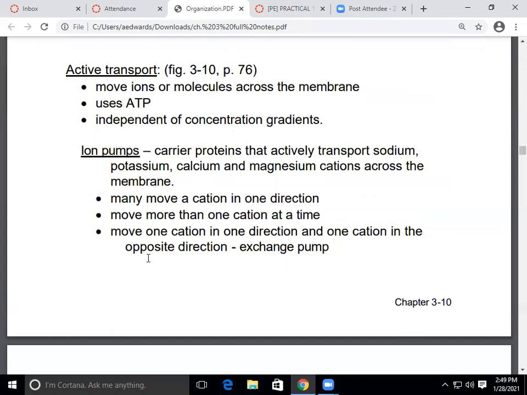Okay, so these are carrier proteins, and they're transporting sodium ions, potassium ions, magnesium ions, calcium ions across the membrane. Most of them are going to move one of those cations in one direction, but some can move more than one cation at one time. And all these are cations because they're positively charged. Remember that from chapter 2. All right, and you can also move one cation in one direction and one cation in the other direction. We call that exchange, right? Because it's one for the other. Okay, it's an exchange pump.